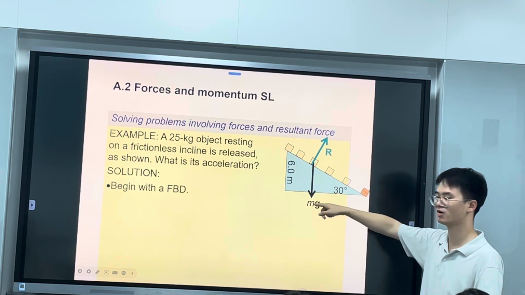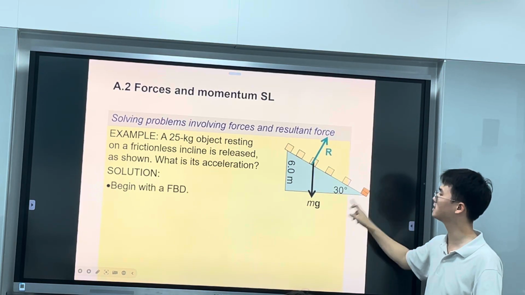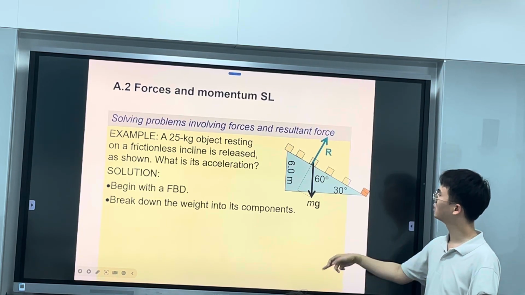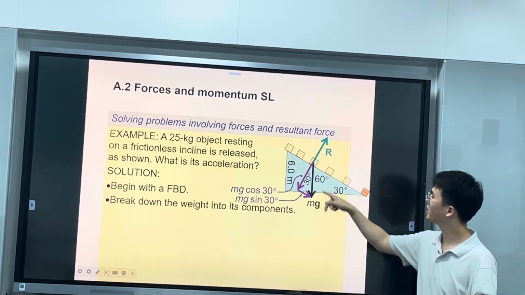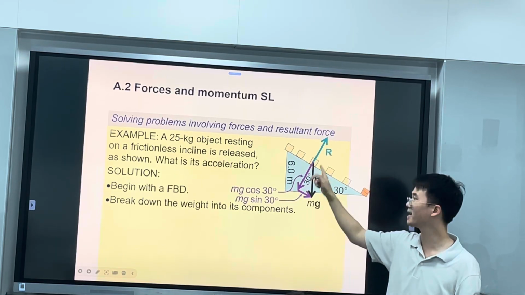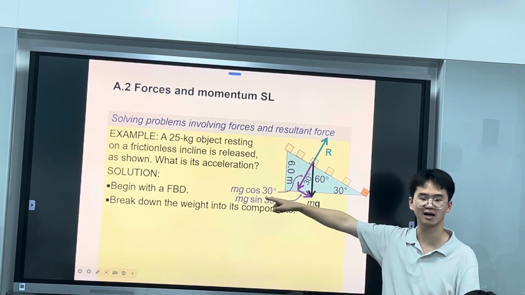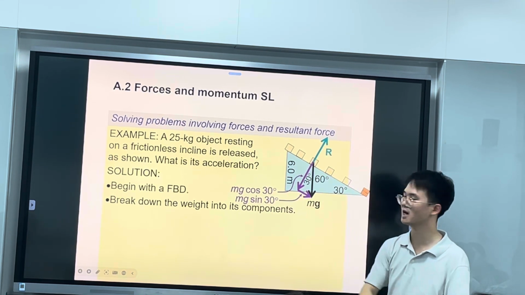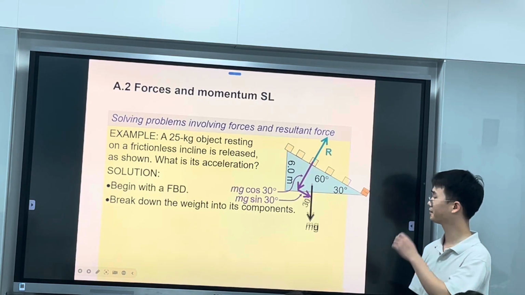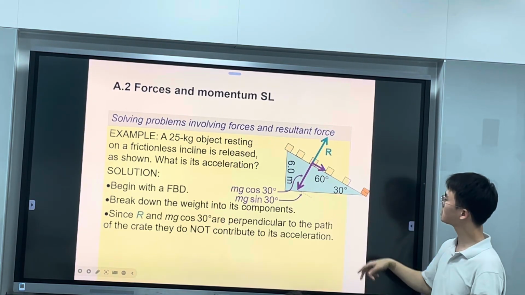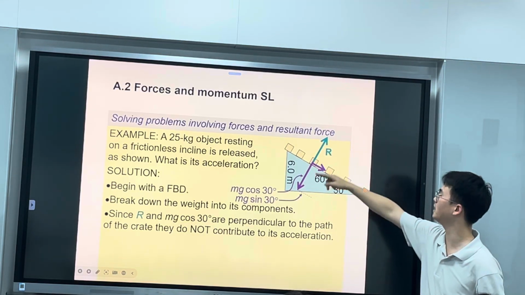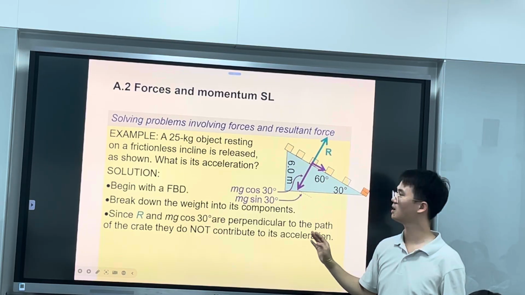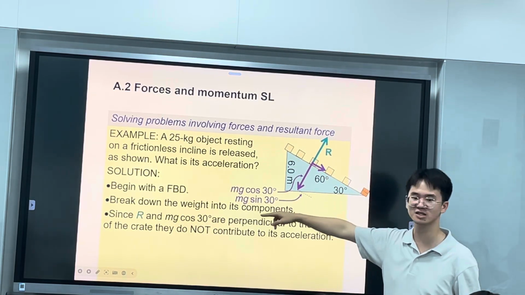First of all, free body diagram, you only have two forces, gravitational force and normal force. And then we decompose the weight. We get this part, which is the y component of weight, mg cosine theta. This part, which is the opposite of 30 degrees, is mg sine 30 degrees. So this mg cosine 30 degrees is cancelled out with R because there's no motion in y direction. And then in x direction, we have mg sine theta.